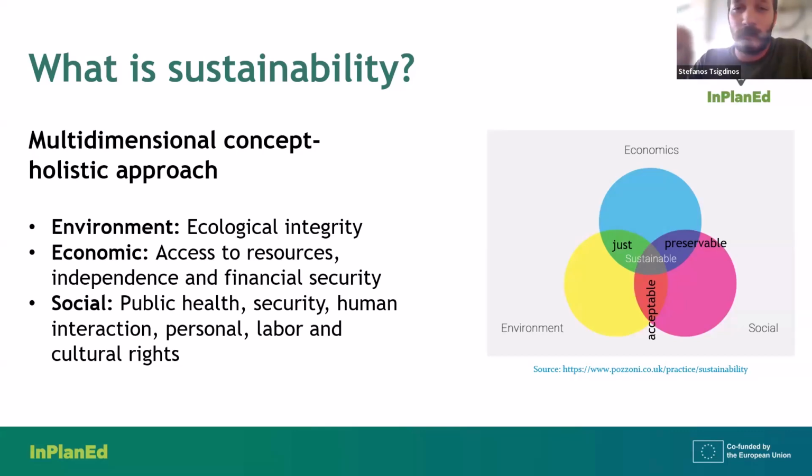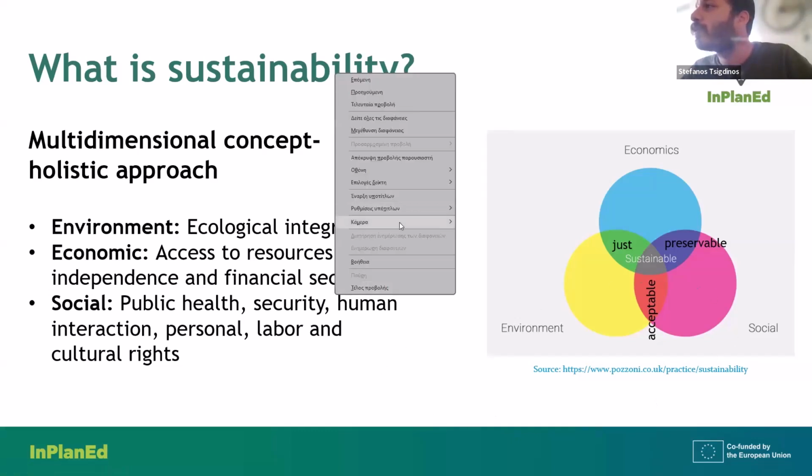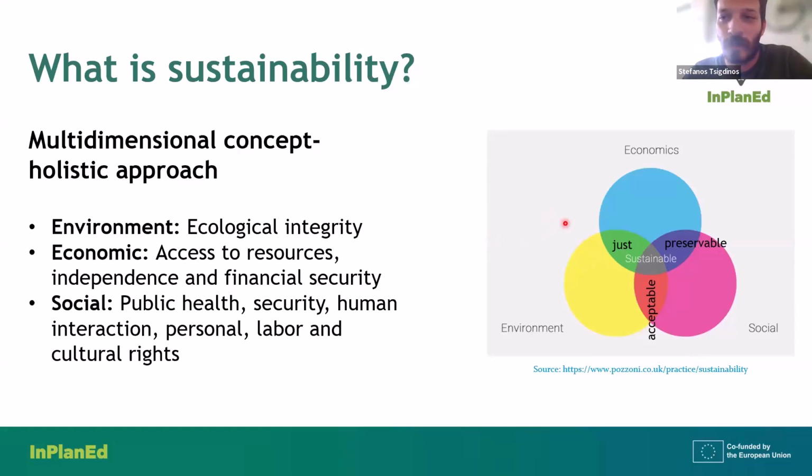So we see these three circles like a Venn diagram. Now you see also the pointer here. We can see we have economics, environment and society, and in their intersections we can find justice, the ability to preserve our environment, and also acceptance. So these are the main pillars of sustainability, and all these principles should guide our course and in general our practice towards the future.